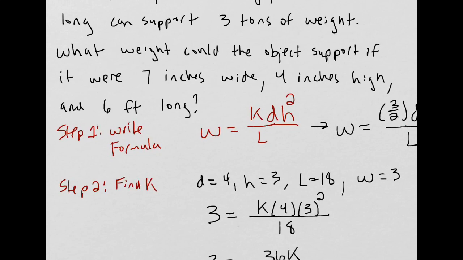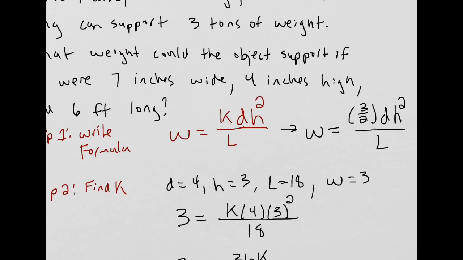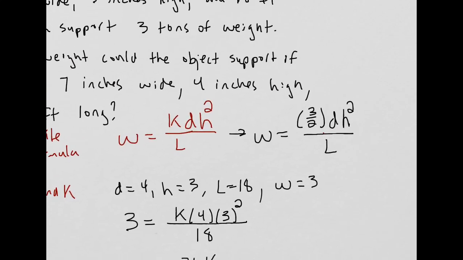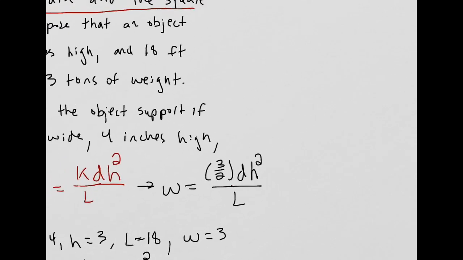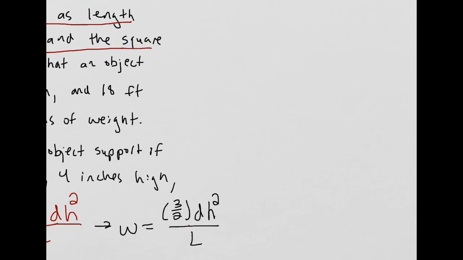So if we start with the last sentence in the problem, it says, what weight could the object support if it were 7 inches wide, 4 inches high, and 6 feet long? So notice they give me 7 inches wide, they give me my D value, they give me my H value, and they give me my L value, and we're supposed to figure out what weight it could support. So what we're going to do is take all 3 of these values and plug them in where they belong, and we're going to try to figure out what W is. So step 3 then is just to plug in the information and solve for whatever it is that they want you to solve for.